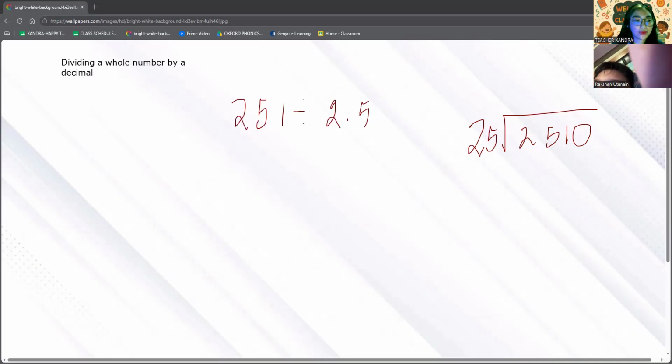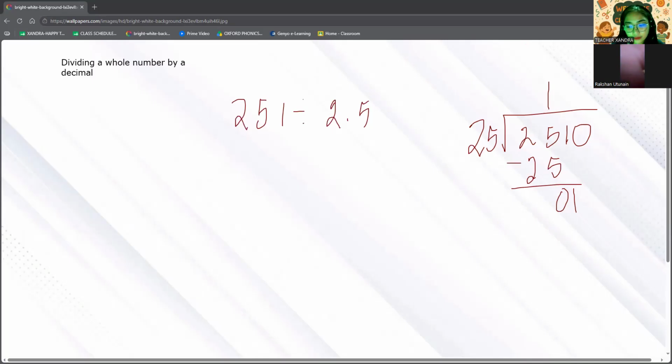Okay. Divide 2,510 by 25. So we cannot subtract. One above 5. Okay, 1 above 5. So 1 times 25 is 25. And then 25 minus 25 would be 0. We bring down 1. Can we divide 1 by 25?